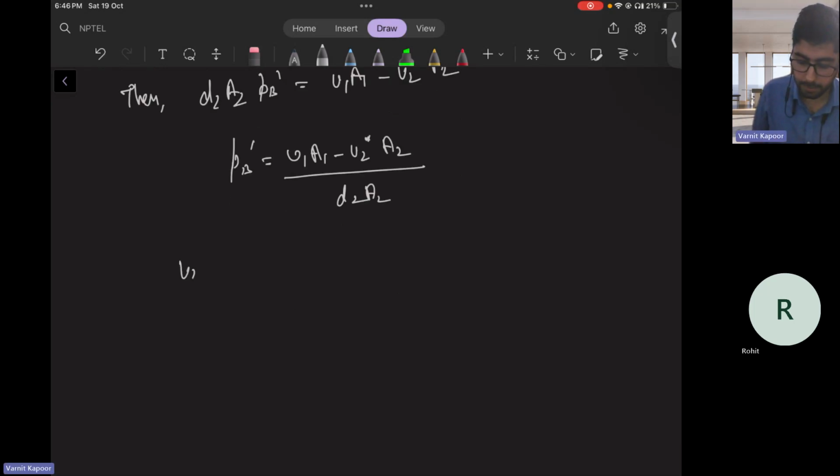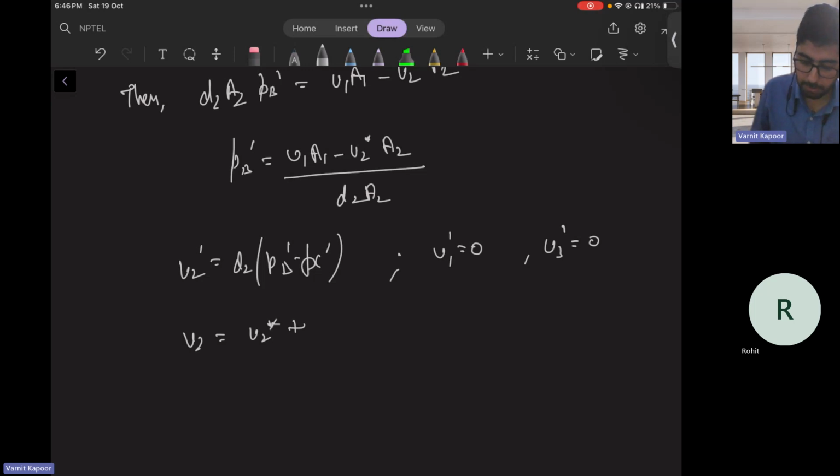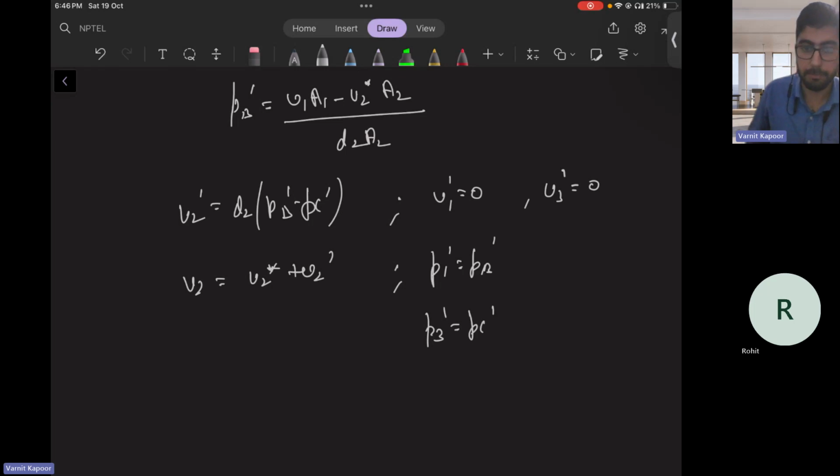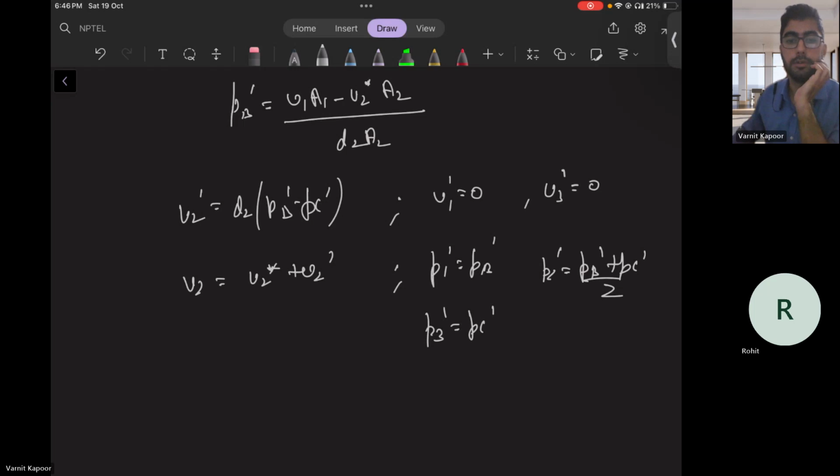Where U2 prime is D2 into PB prime minus PC prime, and U1 prime and U3 prime are equal to 0, because these are known values. Whereas U2 can be written as U2 star plus U2 prime, and P1 prime is nothing but PB prime. P3 prime is nothing but PC prime. And P2 prime can be written as PB prime plus PC prime by 2. Okay.